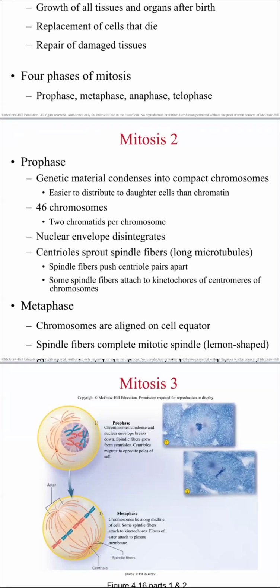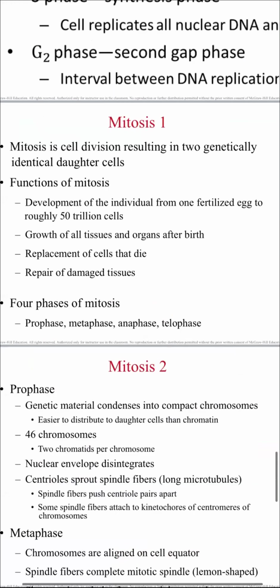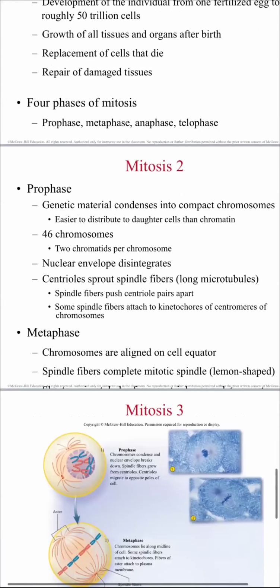right? The nuclear envelope disintegrates. Centrioles sprout spindle fibers. Remember, the centrioles and microtubules are there to move your chromosomes around so that the cell can split in half. So in prophase, we start seeing the nuclear envelope start to deteriorate, and now these spindle fibers come out that will eventually connect to the machinery in the central area of the chromosomes. So then it can move everything around, and then we can split everything in half.